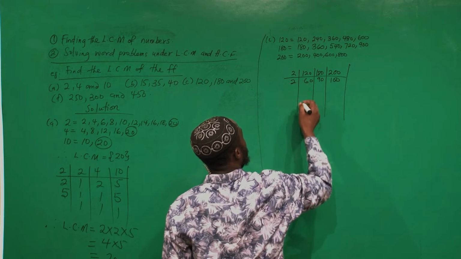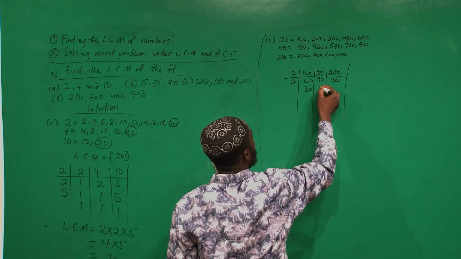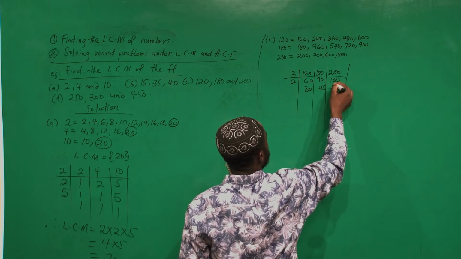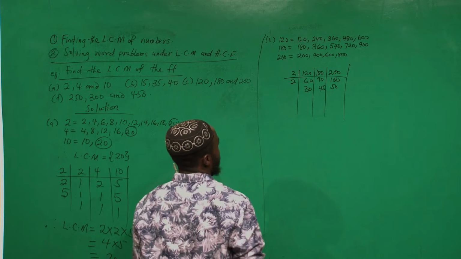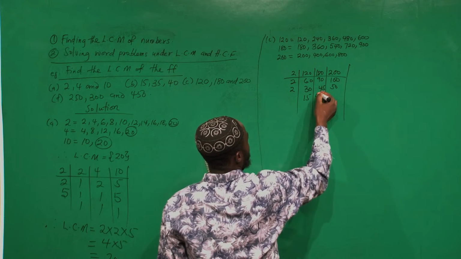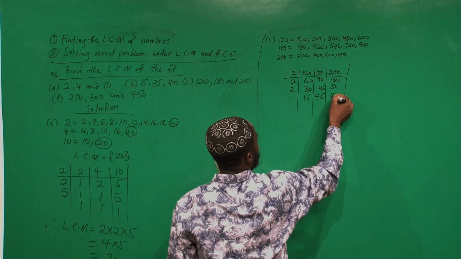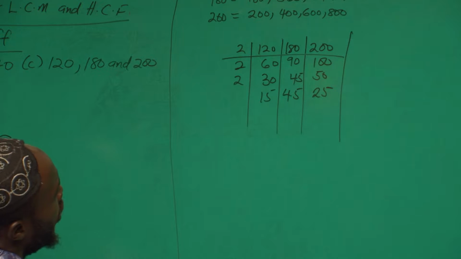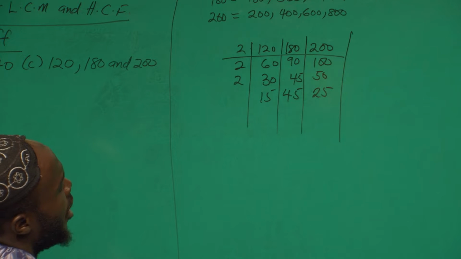The same 2 can do the job again. Goes here 30, goes here 45, goes here 50. The same 2 again, goes here 15. 2 can't go, I repeat, goes here 25. Can 2 do the job? No. Goes to the next prime number, which is what?